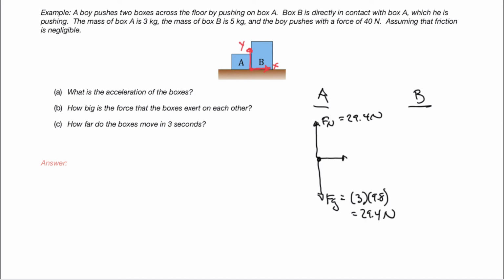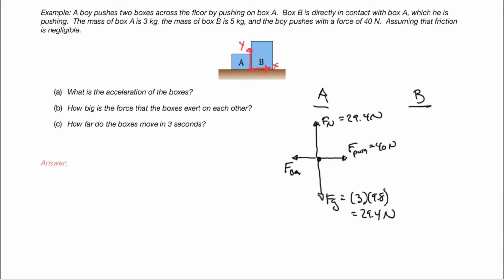There's the force that the boy is exerting on box A, and as it says in the problem, that push has a size of 40 newtons. There's also the force that B is going to exert back on A, and we don't know the size of that yet, but let's label it FBA.